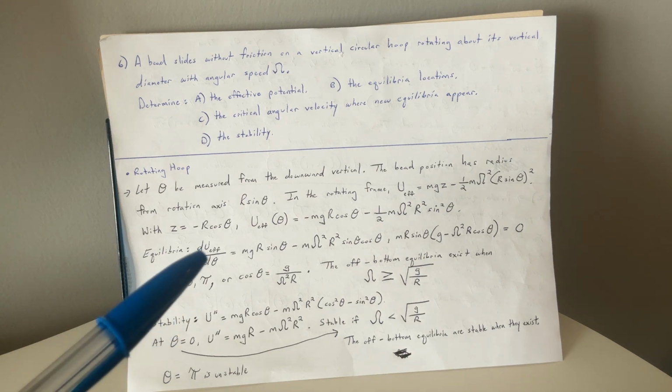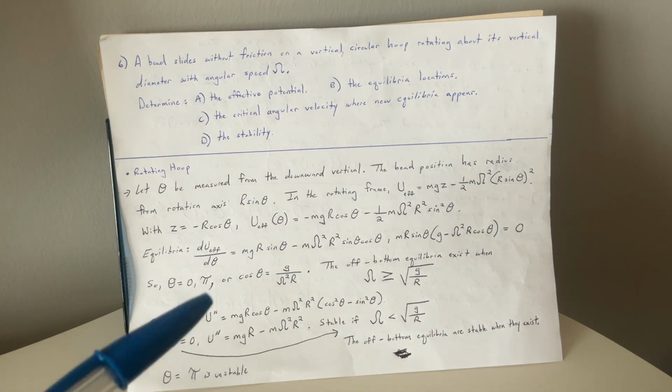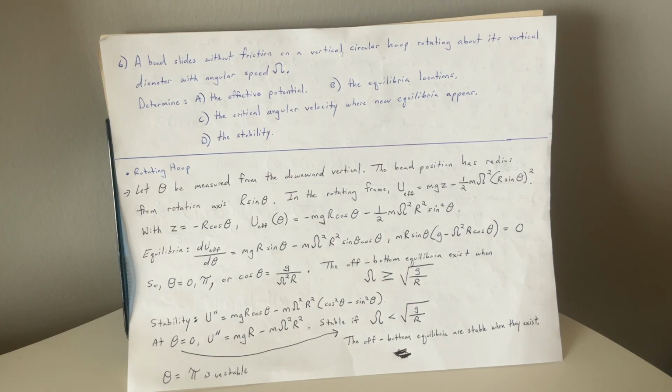So for our equilibria here, dU sub eff over d theta equals mg r sine theta minus m capital omega squared r squared sine theta cosine theta, and mr sine theta times the quantity g minus capital omega squared r cosine theta equals 0. So theta equals 0 and pi, or cosine theta equals g over capital omega squared r. From there we can say that the off-bottom equilibria exist when capital omega is greater than or equal to the square root of g over r.